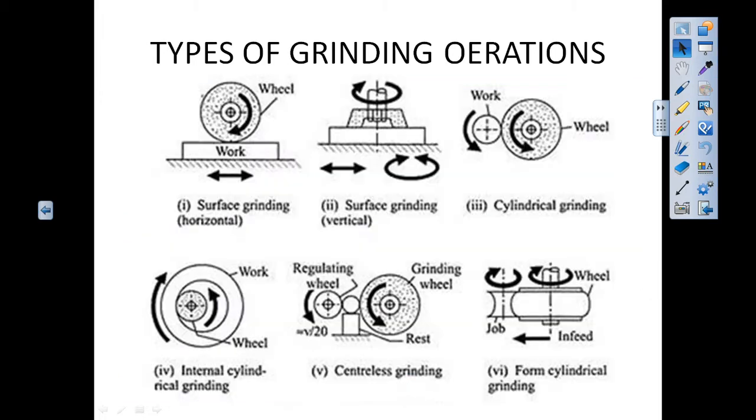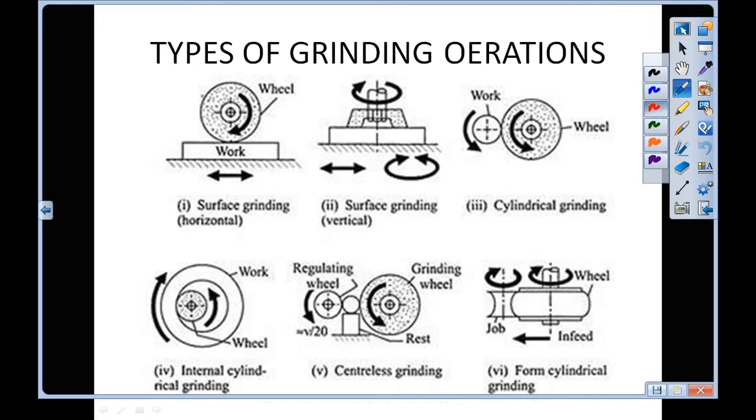Now next, types of grinding operations. Basically first we have surface grinding. This is the basic diagram in which the work is fitted on the table and is given speed from left to right, and the grinding wheel is rotating about this horizontal axis. The second category of surface grinding is one in which the axis of the grinding wheel is in the vertical plane.